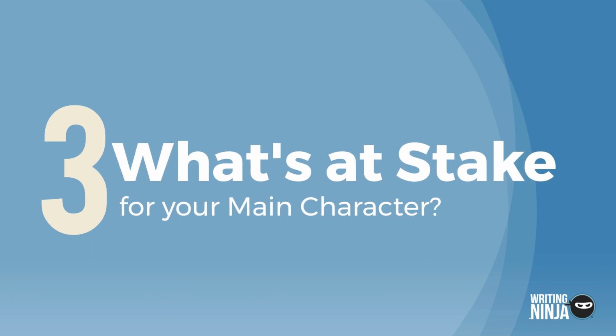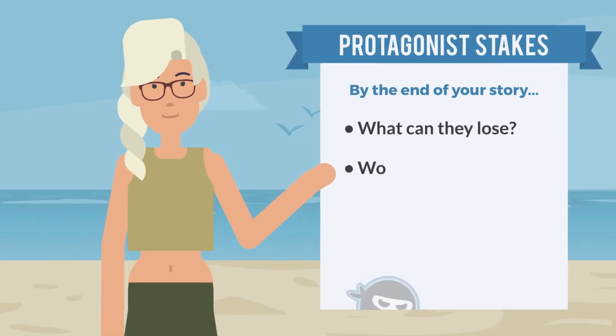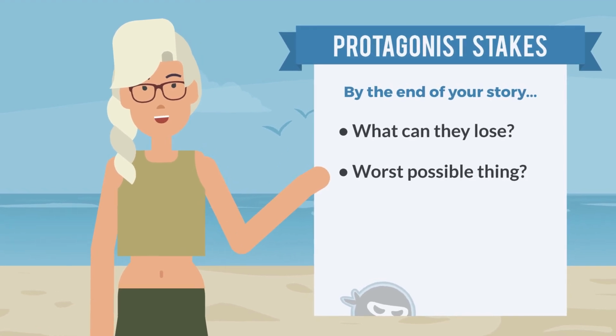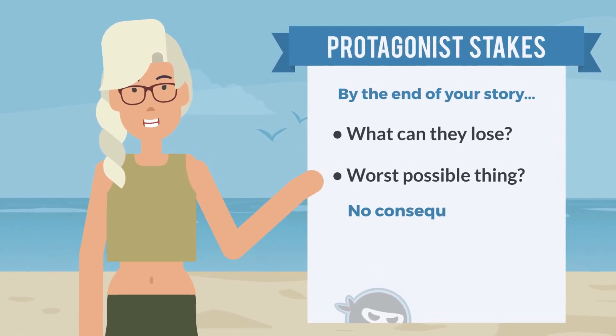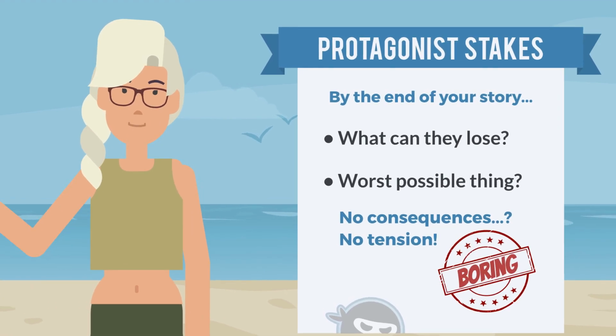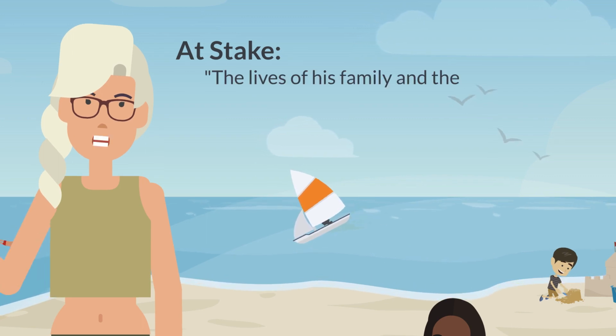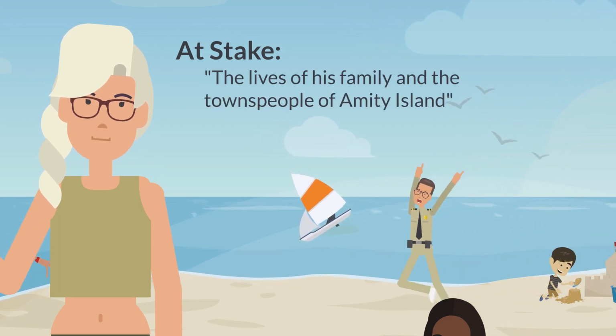Next, what's at stake for your character? By the end of your story, what do they have to lose? What's the worst possible thing that could happen to your main character? If there are no consequences, then you have no tension, and that means a boring logline. So what's at stake for Chief Brody? The lives of his family and the townspeople of Amity Island.